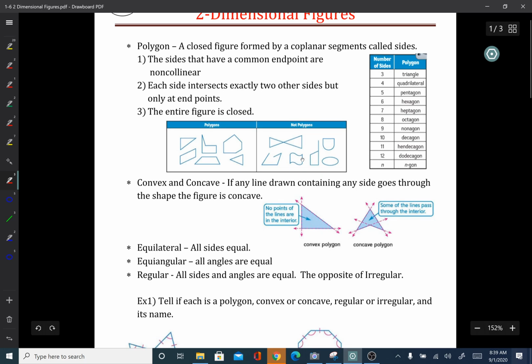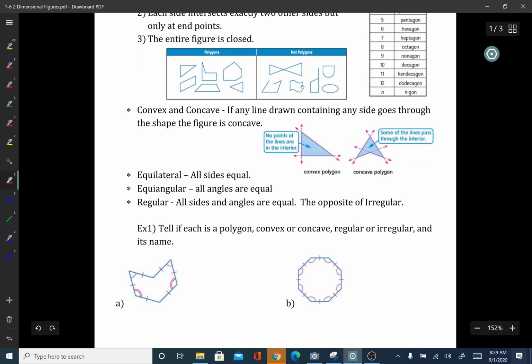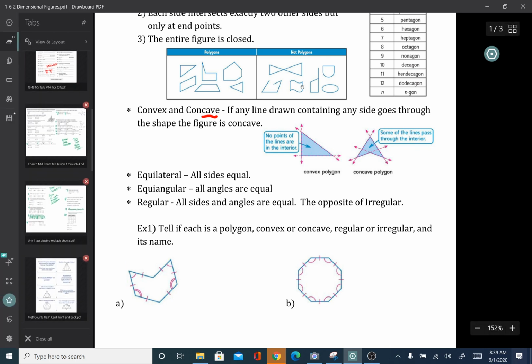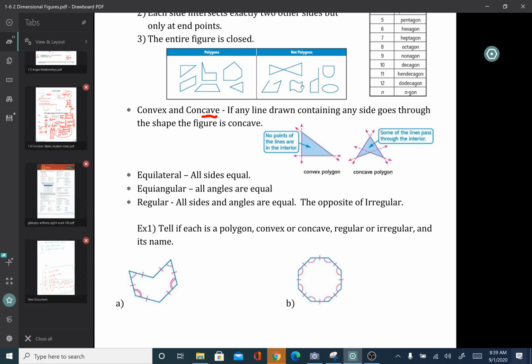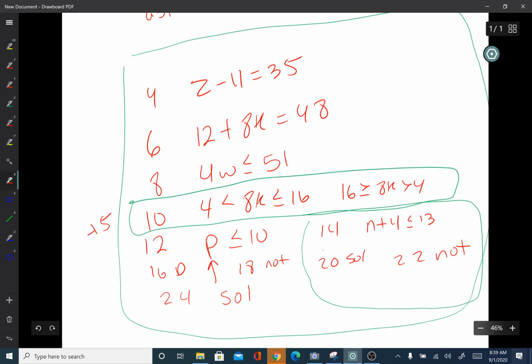All right, the next one is called convex or concave. Now the way I like to think of it is like caving in. See how this is caving in right here? That's concave. If I asked you to draw a shape, you would probably draw a convex shape. So most people would do convex. So let's look at something real quick here.